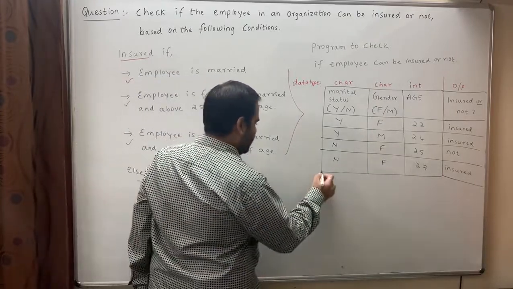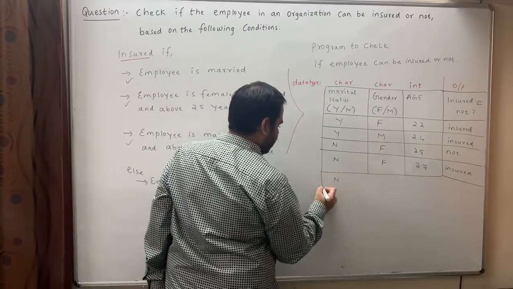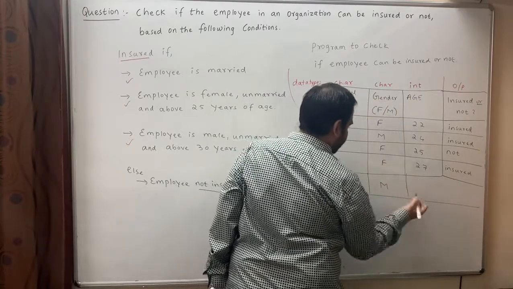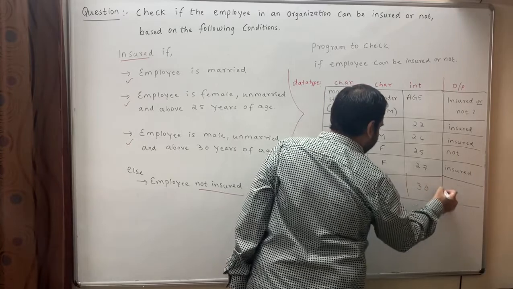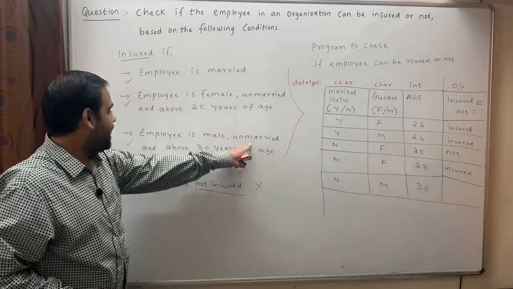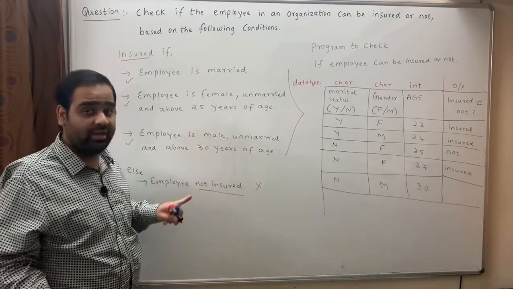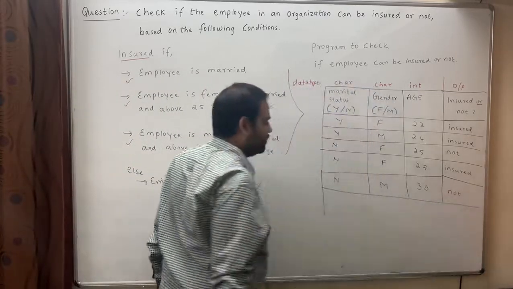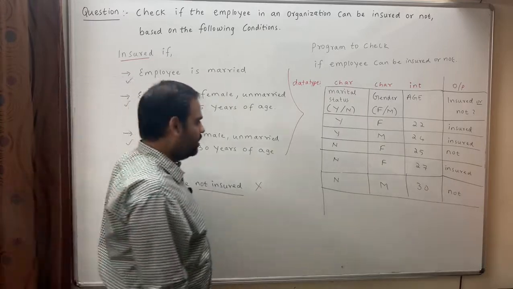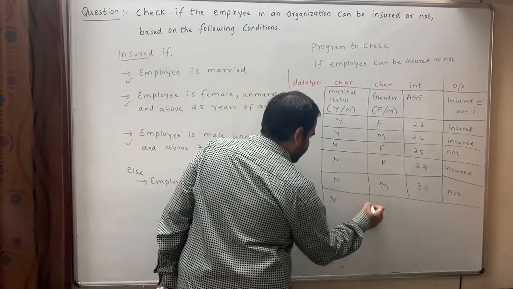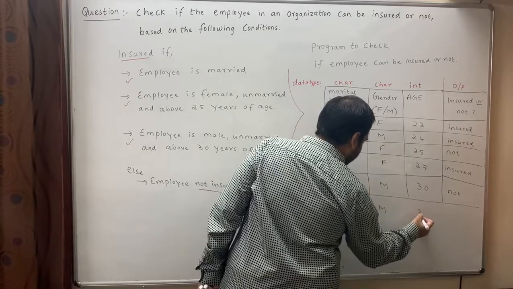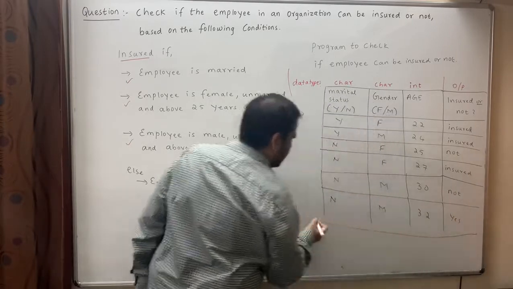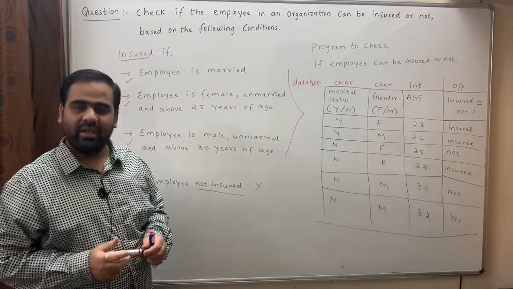Let's take some other cases, and I say no, the employee is unmarried, and I say the gender of the employee is male, and I write here 30. Now check over here: unmarried, male and above 30 years, but it is exactly equal to 30 years. Therefore, the employee is not insured, right? And I say unmarried, male, 32 years of age, then what will be the result? Yes, the employee can be insured.